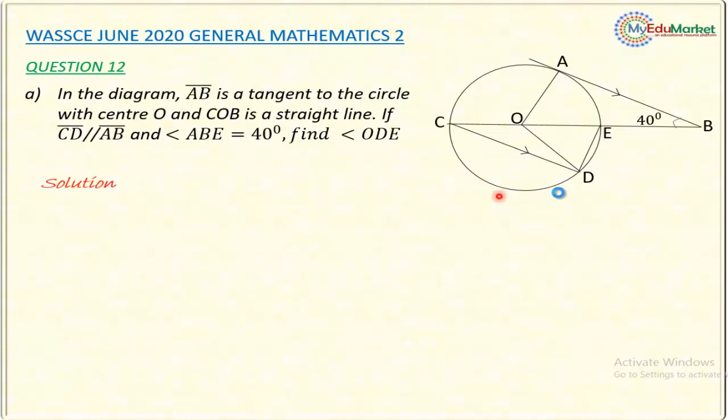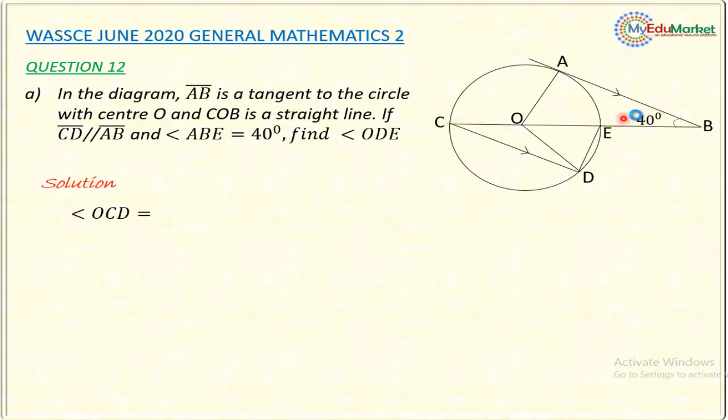Solution to this: the angle we need to find is angle ODE, and the only angle given is this angle, 40 degrees. So let me see what I can do so that in the end I find this. If I cannot get it straight away, I have to get some other angles that will lead me to get to this. So let me attempt angle OCD, this very angle.